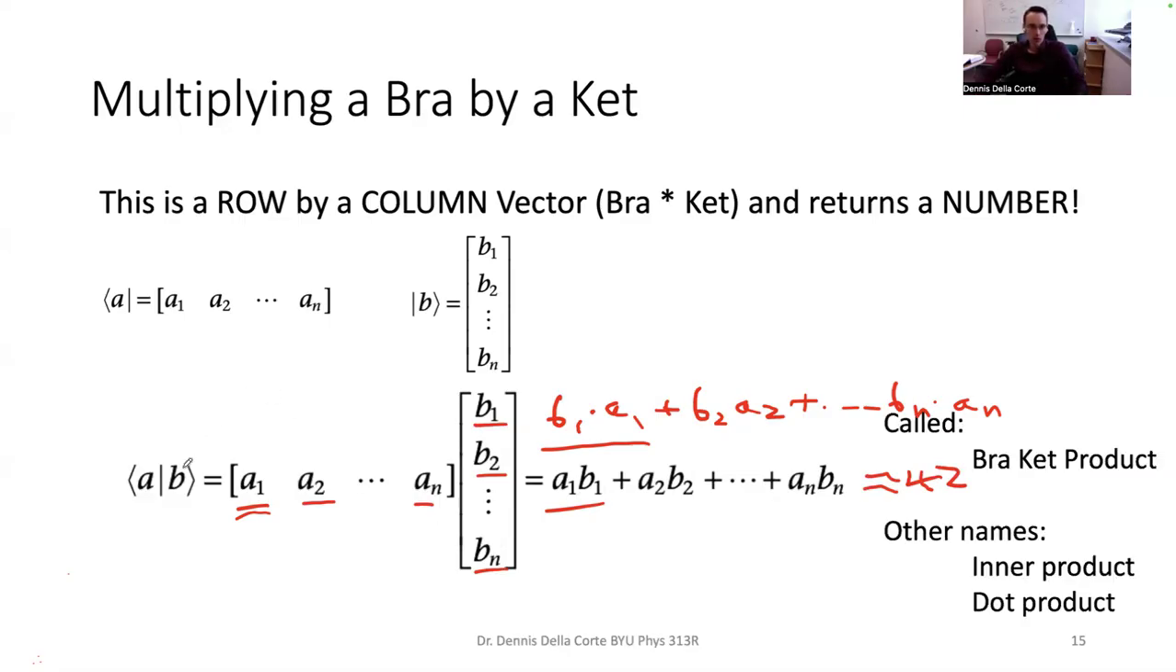Okay, so what do we call this A-B thing here? We call this a bracket product or inner product or dot product. So many names for the same thing. Let's call it bracket products for this course because we're using this bracket notation.